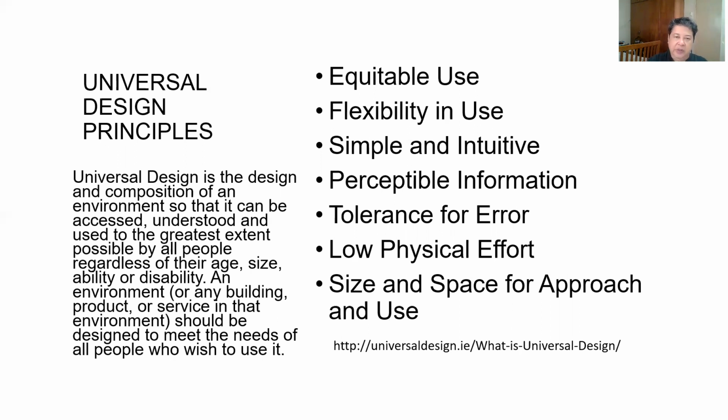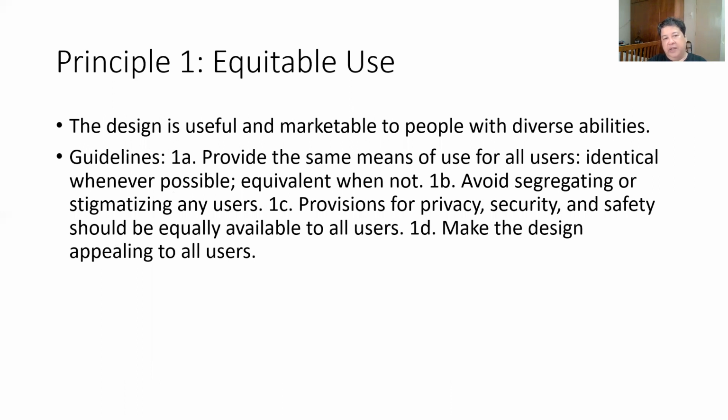So the first principle is equitable use. The design is useful and marketable to people with diverse abilities. So provide the same means of use, so that the product has utility and all users can use that product. Identical whenever possible. When you design that product, everyone can use the same features. But if there are alternative features, then that's fine.